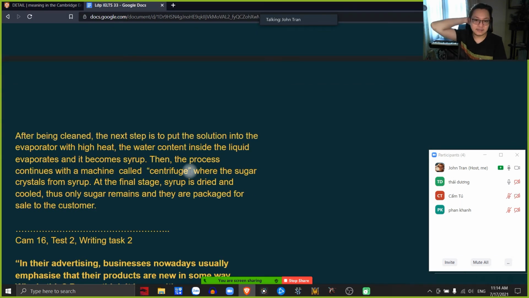After being clean. After being clean is like you use the brush, you clean it, you know. But this one is actually purification. So I don't think clean it's a good word to be used here.